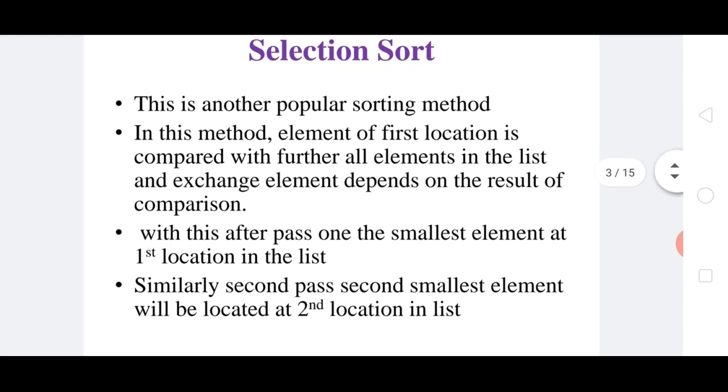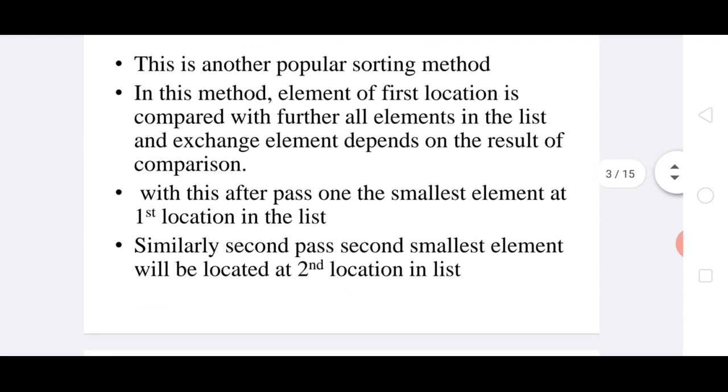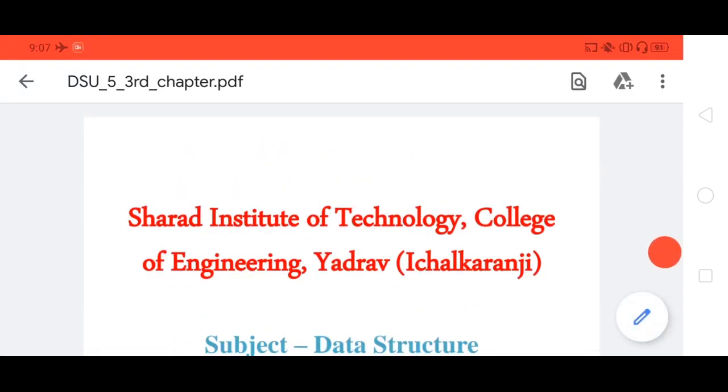With this, after pass 1, the smallest element is at the first location in the list. Means after pass number 1, or after the first operation, we will get the smallest element in the list at the first location. Similarly, in the second pass, the second smallest element will be located at the second location in the list. Means after pass number 2, we will get the second smallest element at the second location. Likewise, we will get all the smallest elements in the list.